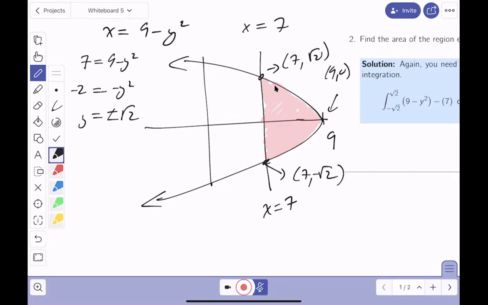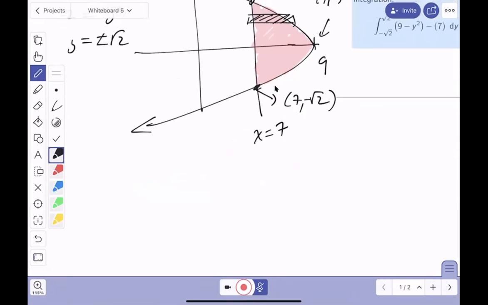That wasn't so bad. What do I do now? I'm going to do my little rectangle, and the rectangle I'm going to put in is like this over here. I'm going to put my integration down now. And what's my integration going to be? It's a dy now. What's my y going from? Minus root 2 up to root 2.